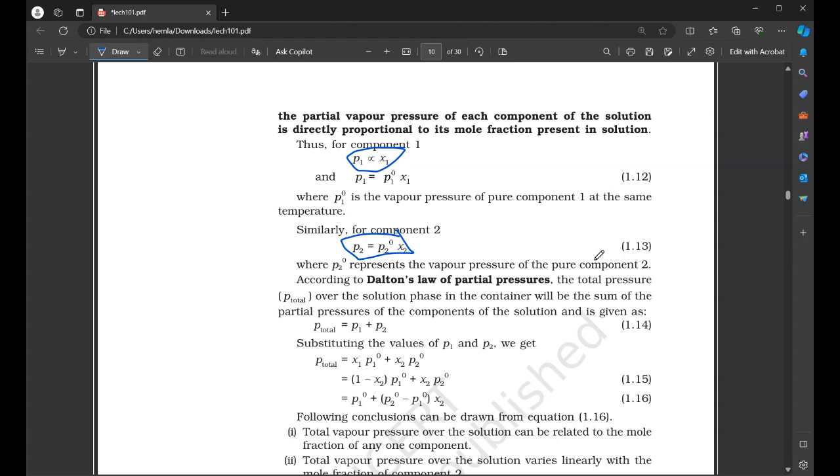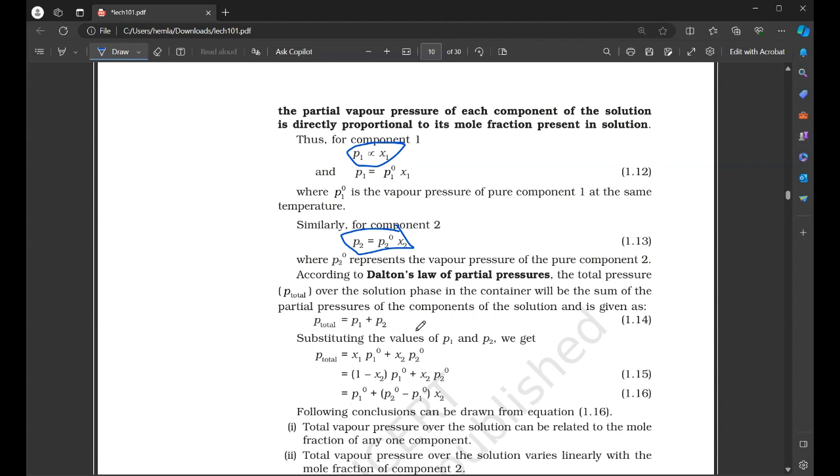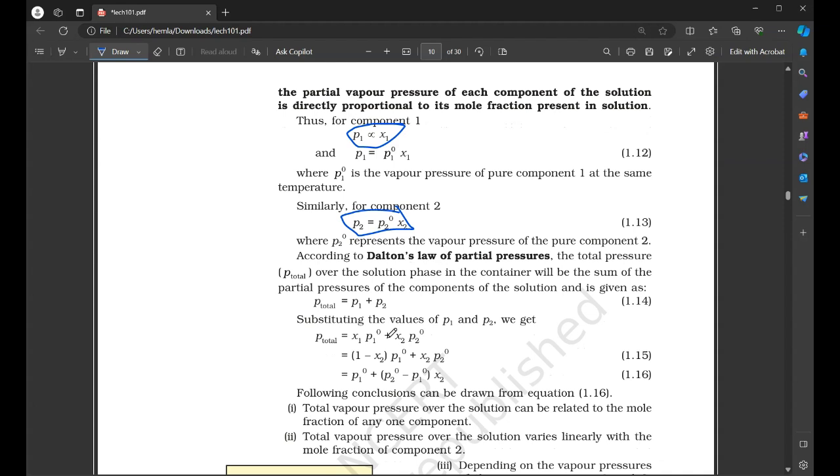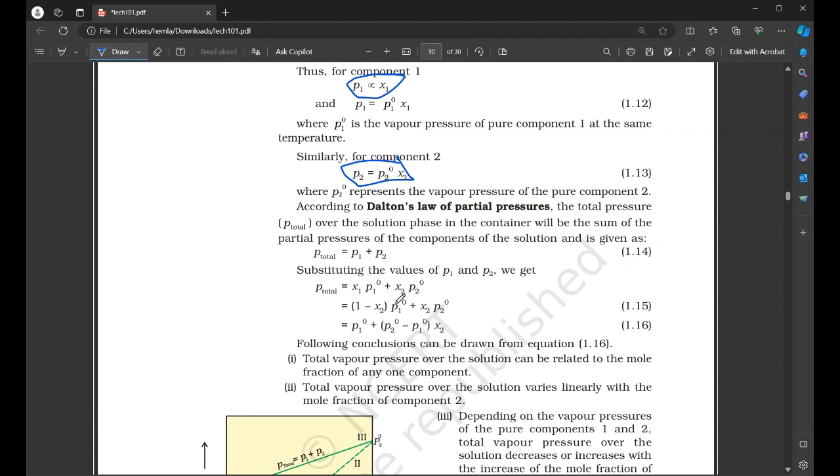Where P2 naught represents the vapor pressure of pure component 2. According to Dalton's law of partial pressures, the total pressure P total is P1 plus P2, और जब हम ये P1 और P2, which is P1 naught x1, P2 naught x2, add करते हैं, तो of course considering you guys are studying PC and math, इसमें आ जाएगा (1 minus x2) times P1 naught plus x2 P2 naught. x1 का मोल फ्रैक्शन हम 1 minus x2 भी लिख सकते हैं क्योंकि x1 plus x2 equals 1, there's no point in writing, but I'll anyway write 1.